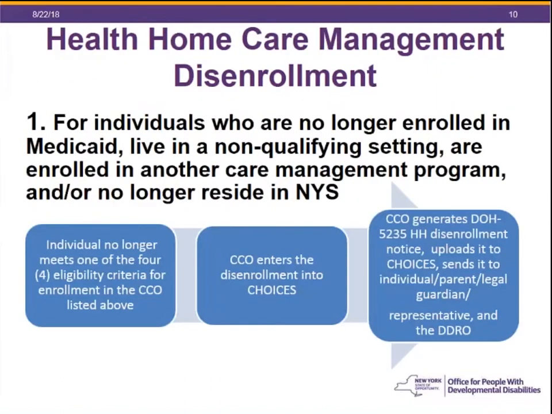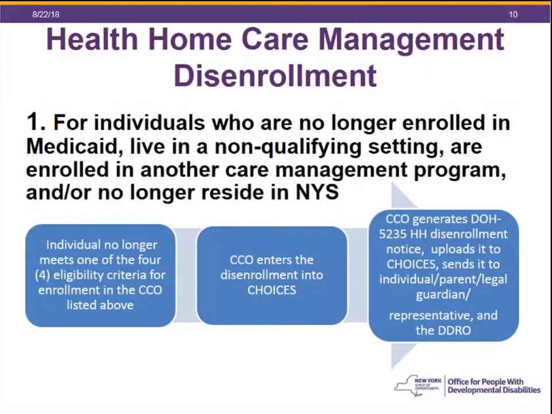So let's take the first type of disenrollment. These are for individuals who are no longer enrolled in Medicaid, live in a non-qualified setting, or are enrolled in another care management program, or no longer live in New York State. The process for disenrollment for any of these reasons listed on this screen is that the CCO enters a disenrollment transaction into CHOICES. The CCO then generates the DOH 5235 form and uploads it to CHOICES.